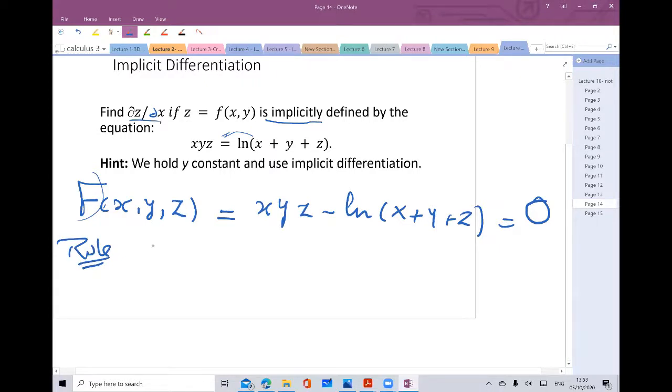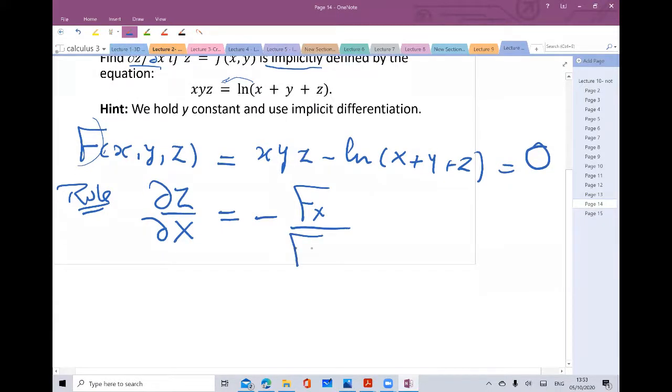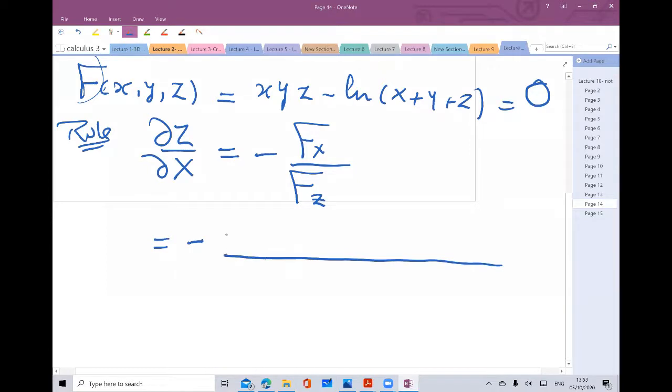I need partial z partial x. I know from my rule that partial z partial x is minus f sub x over f sub z, a partial f partial z. As I do the job on this capital function, I have this negative sign. What is the derivative of this function with respect to x? So xyz with respect to x gives yz, minus the derivative, which is 1 over (x plus y plus z) times the derivative of the bracket with respect to x, which is also a 1. This is partial f partial x, over the derivative with respect to z.